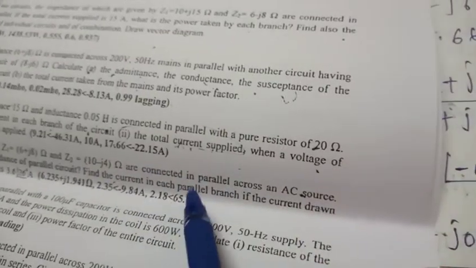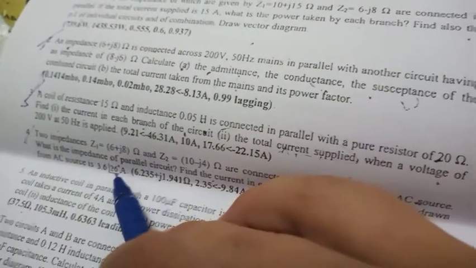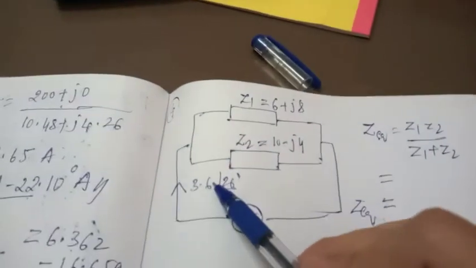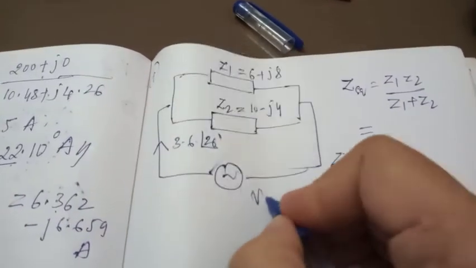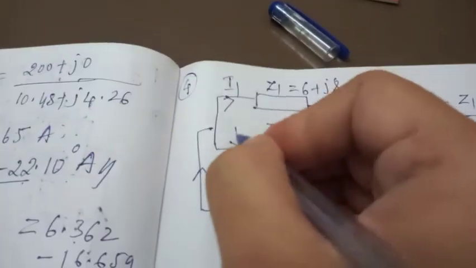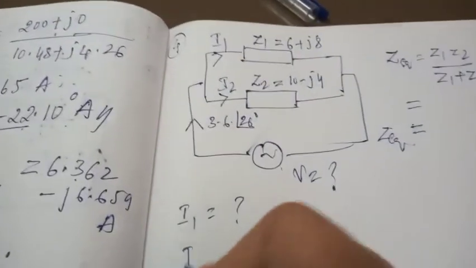Now find the current in each parallel branch if the current drawn from the AC source is 3.6 at an angle of 26 degrees. So you know Z equivalent, you know current, then what is the voltage? You can easily calculate, right? Now what you have to calculate is the current in each parallel branch. So you have to calculate I1 and I2.